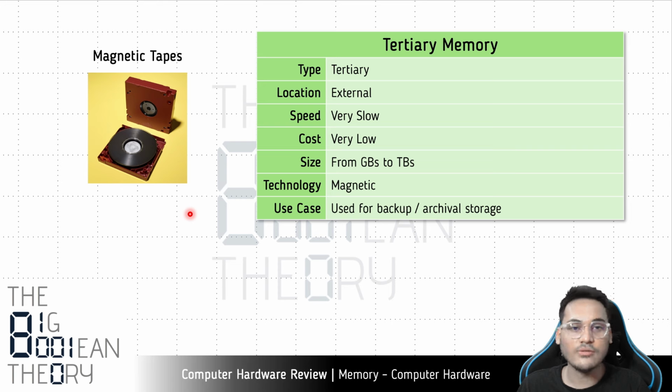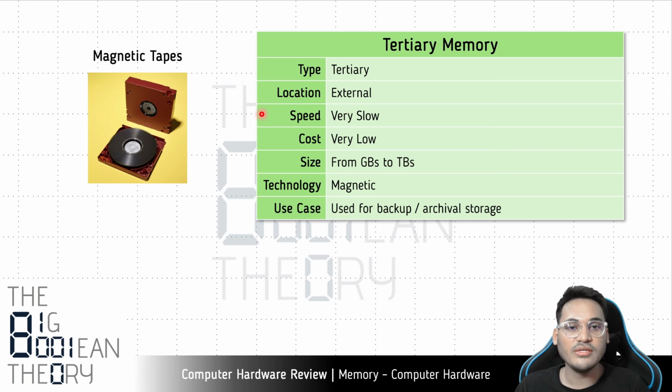In that case they use the tertiary memory, and one good example is the magnetic tapes. So let's talk about the properties of the tertiary memory quickly. The location is obviously external. They are not part of the computer system in any way. They are external units that have to be attached to the computer system.